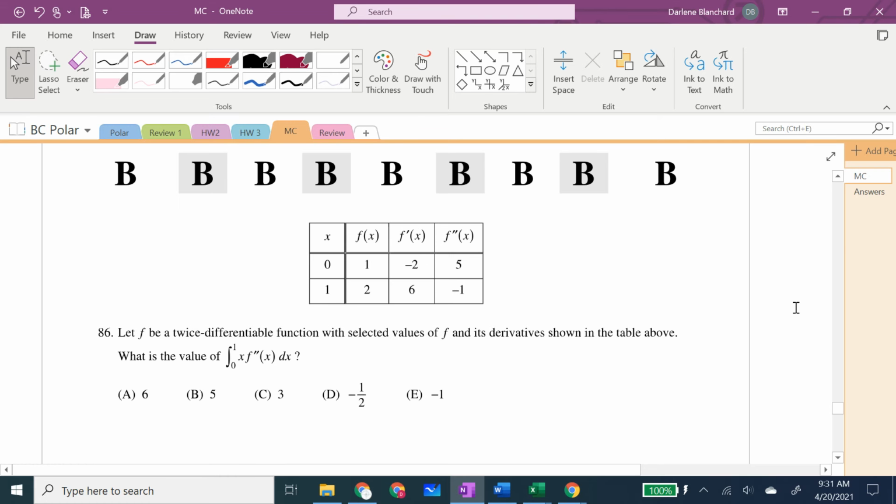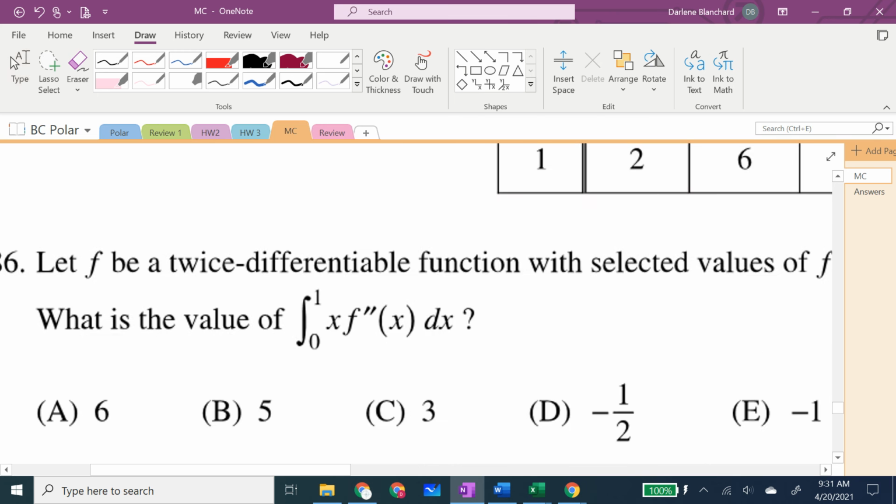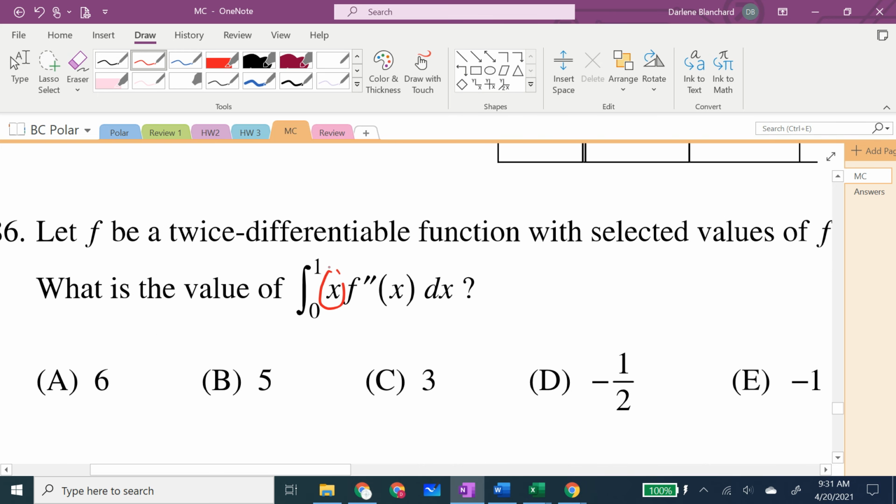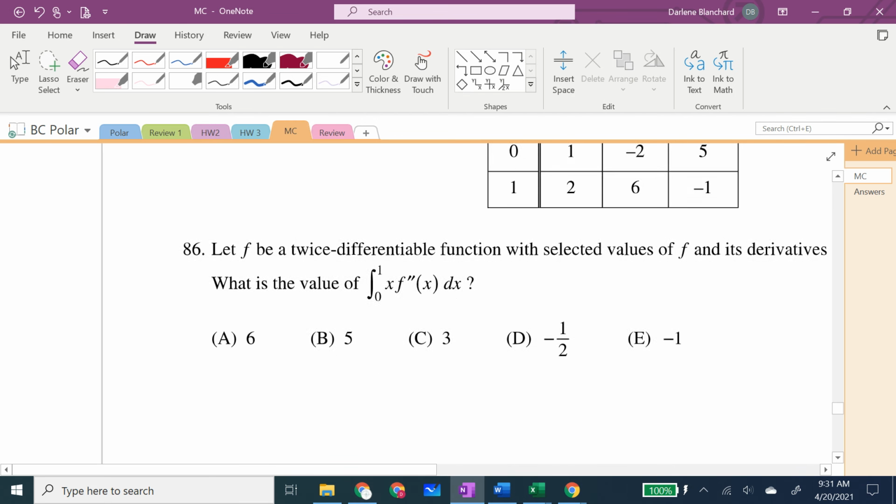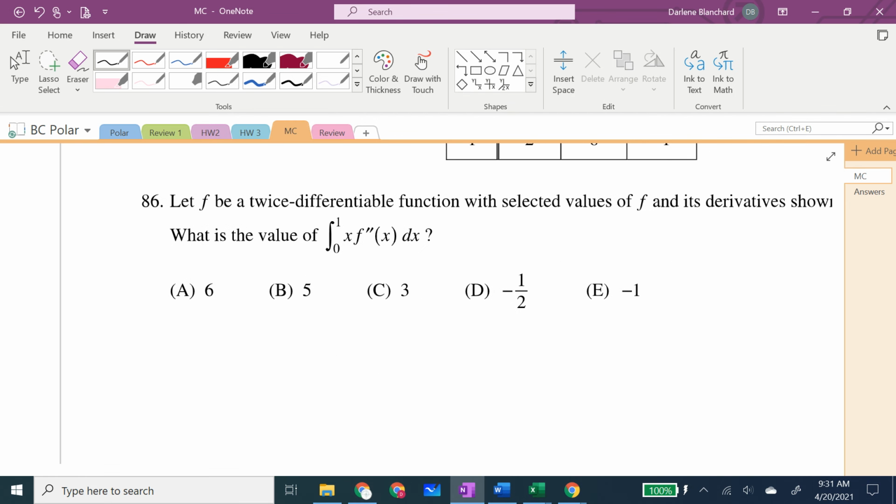86. When I take a look at the integrand of this integral, do you see you have a multiplication of two functions? And with this being BC calculus, that means integration by parts. So let's look at the formula for integration by parts. And that is that the integral of u times dv is equal to uv minus the integral of v du.